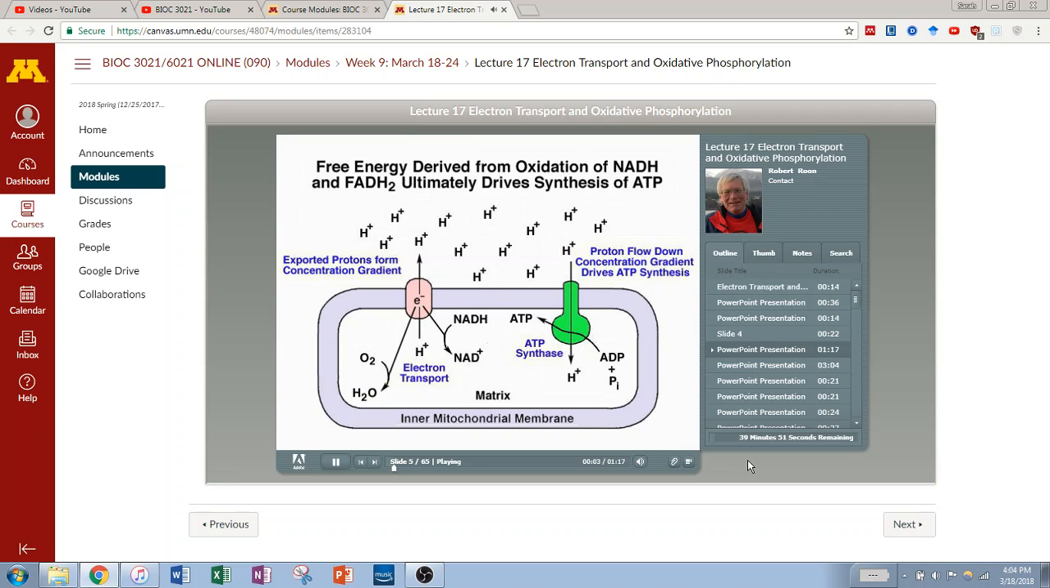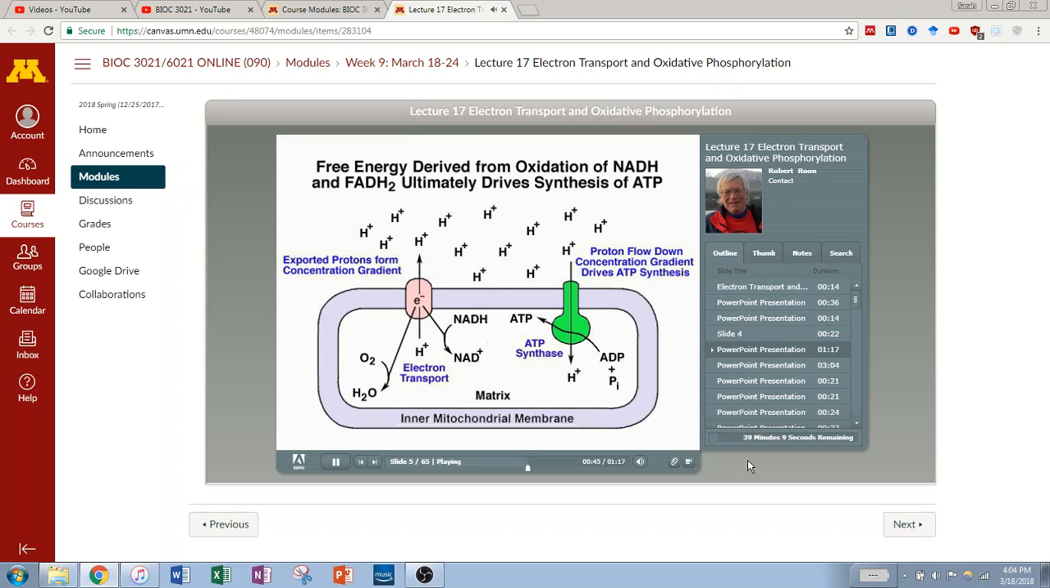This simplified scheme shows how electron transport creates a proton gradient across the inner mitochondrial membrane and how the ATP synthase uses the proton gradient to drive the synthesis of ATP from ADP and inorganic phosphate. Electron transport is a process in which the transport of protons out of the mitochondrial matrix is energized by the flow of electrons through various protein complexes within the mitochondrial inner membrane. Electron transport leads to the formation of a proton gradient with a high proton concentration in the intermembrane space and a low proton concentration in the mitochondrial matrix.